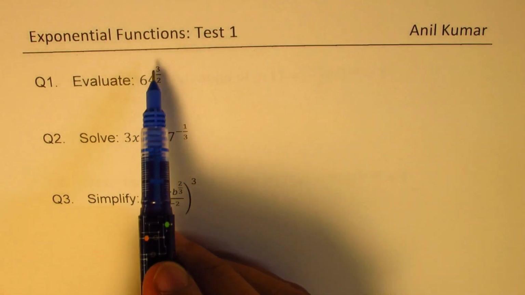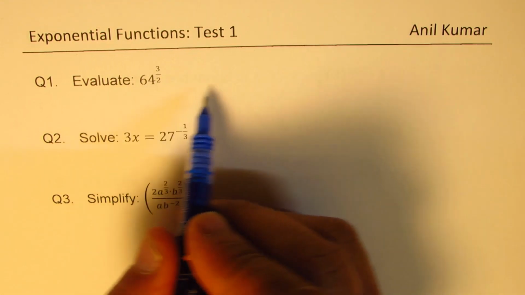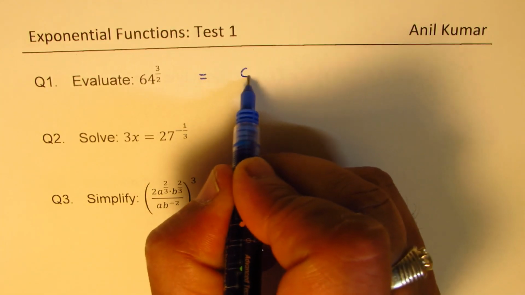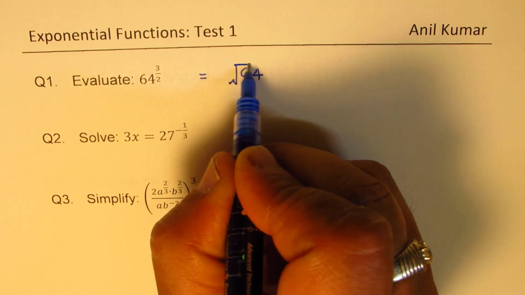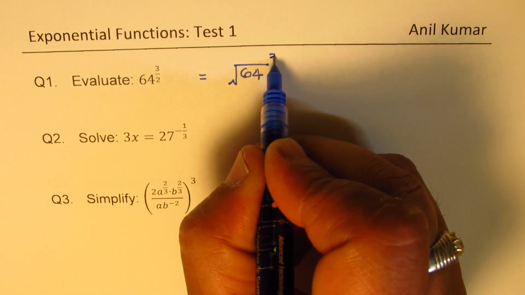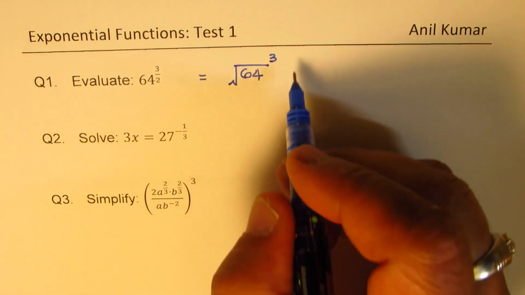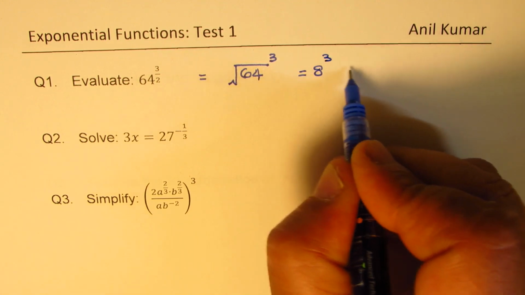Evaluate 64 to the power of 3 over 2. So you could do it in different ways. One of the simplest ways could be, this could be written as 64 and 1 over 2 is basically square root, right? So we can do square root first and then we can cube the function, correct? So square root of 64 is 8. So we get this as 8 cubed, right?